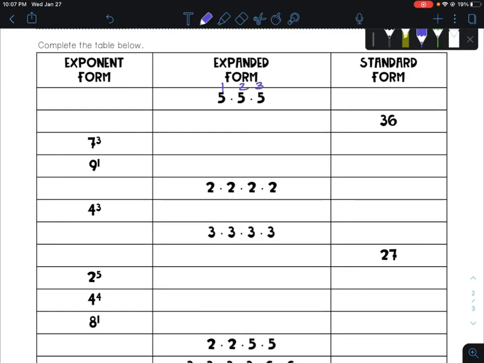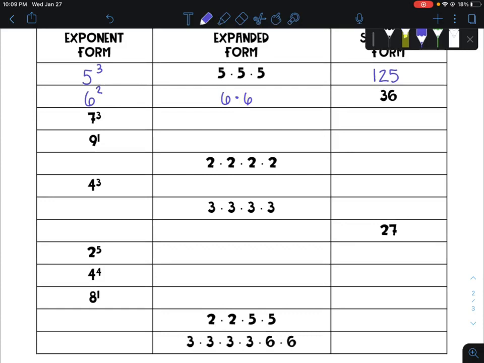Okay, so expanded form is 5 times 5 times 5. That's 1, 2, 3 5s. So 5 to the third power. If you do that multiplication out, you're going to get 125. Okay, 36. We have to think of how we could make 36. Well, I know that 6 times 6 is the same as 36. So 6 squared, 6 to the second power, 6 multiplying twice, is 36.